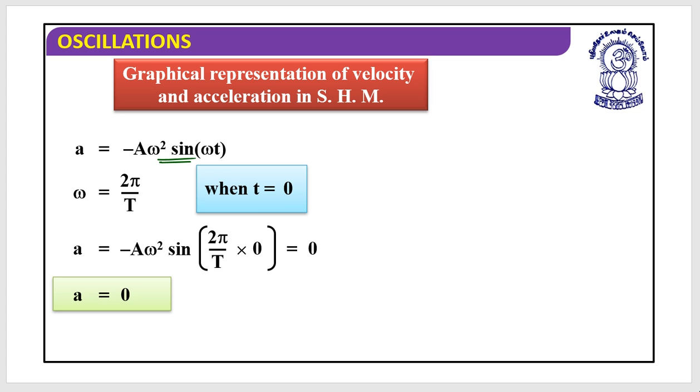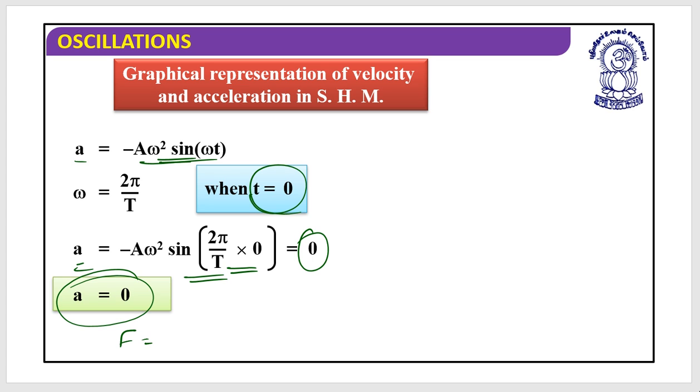So we are just accumulating data. First, at t is equal to 0, a is equal to minus A omega square sine omega t, and this is 2 pi by T into 0. It's sine 0 degrees, and sine 0 is 0. So at this instant, at time t equal to 0, at the beginning of the motion, acceleration is 0, and if acceleration is 0, in the same way force is 0.